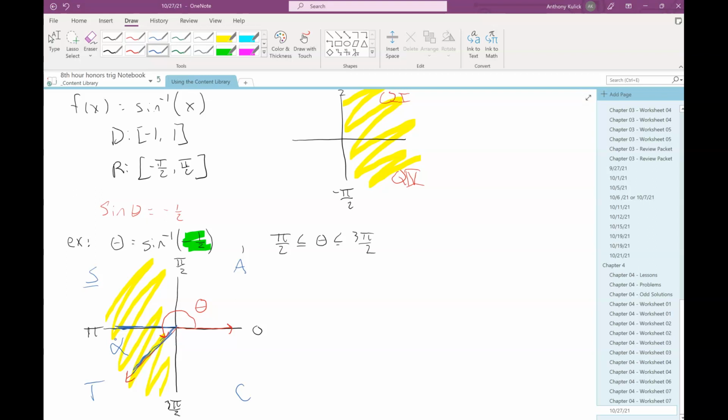Everybody's okay with that? I'm sorry, that's alpha. Excuse me, that's what that symbol is. I misspoke. Cool with that? And alpha is just going to be the value of theta as if it were in the first quadrant. So that'll be sine inverse of the absolute value of negative 1/2. So it'll always be a positive, the thing that you're doing the inverse on.